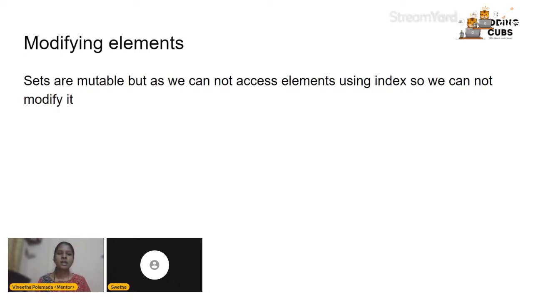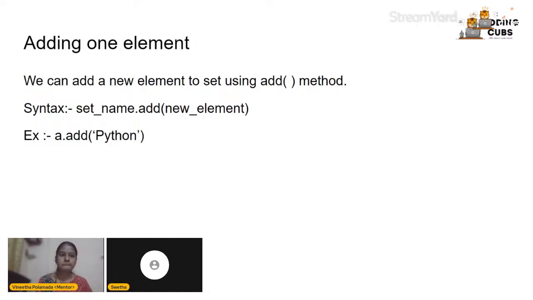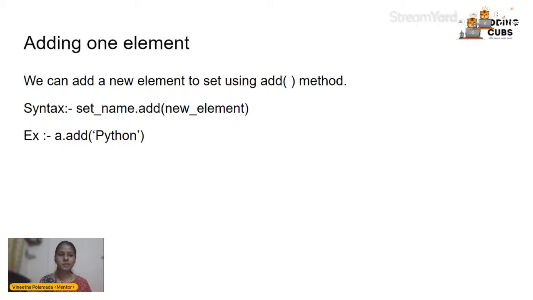Next, modifying elements. Again, sets are mutable, but as we cannot access elements using index, we cannot modify them. Modify in the sense, you can modify a set as a whole, but you can't modify an element in the set, right? That is the meaning. And then adding one element. We can add a new element to a set using the add method. So how would you do that? I was just trying this with my list in the previous part, so you have to use that for your set. Suppose my set name is s, then s dot add of new element. It would just add my element to the set.